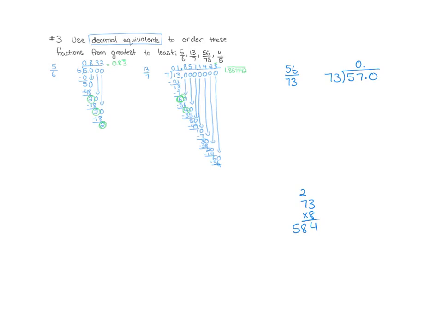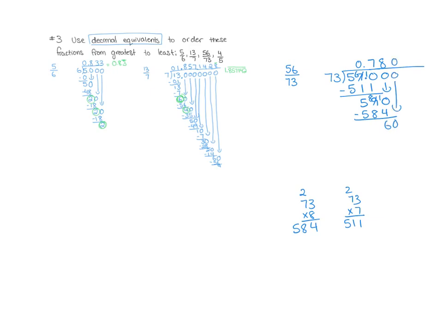Nope, that's too big. So I'm just going to do 73 times 7. That'll give me 21. 49 plus 2 is 51. So that's 511. It goes in 7 times. That leaves me with 59. Okay, well, how many times can it go into 590? Oh, well, I've already got 8 groups is 584. So when I get rid of that, this leaves me with 6.